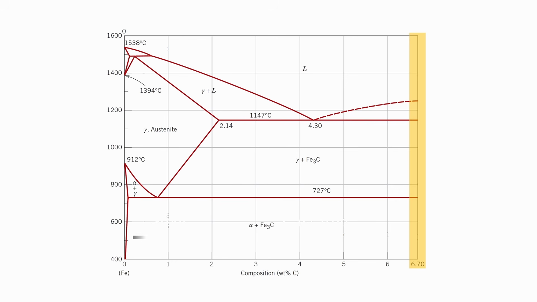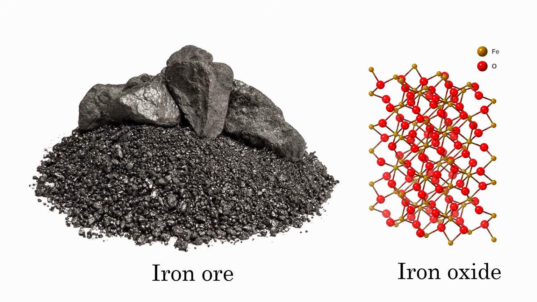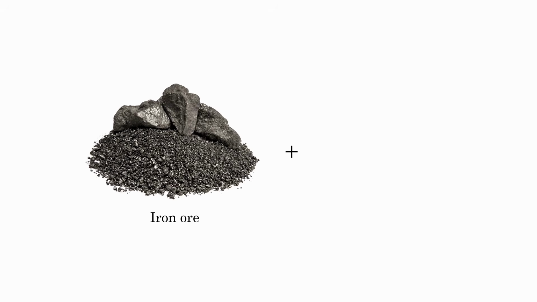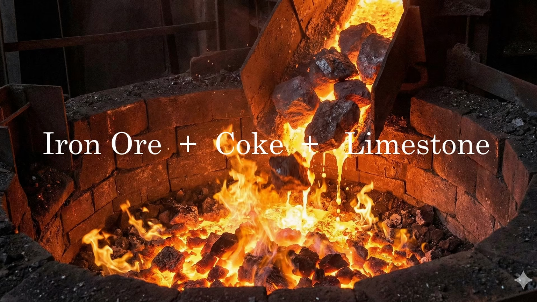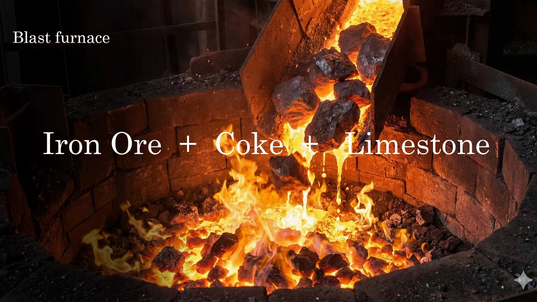Now, how do carbon atoms actually enter into iron? The starting point of all steels is iron ore. Iron ore is nothing but iron oxide, and it naturally contains a lot of impurities. So the first step is to remove the impurities. For that, the iron ore is mixed with coke and limestone. The mixture is heated in a blast furnace.